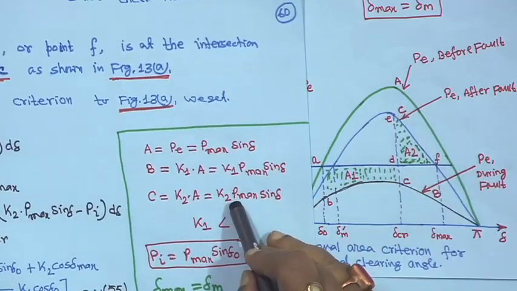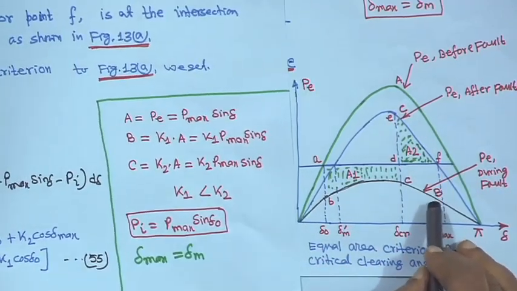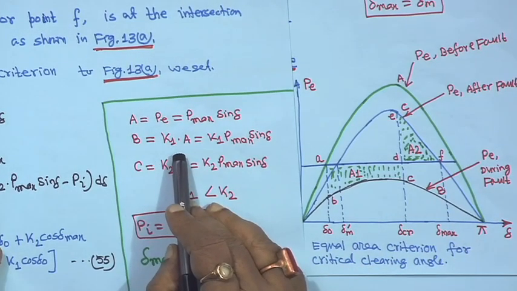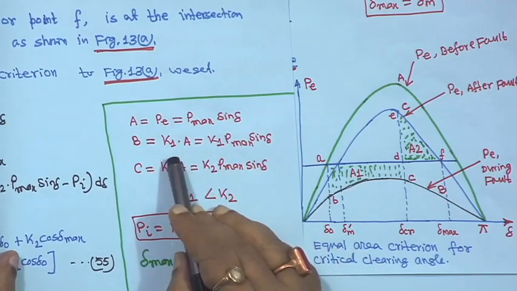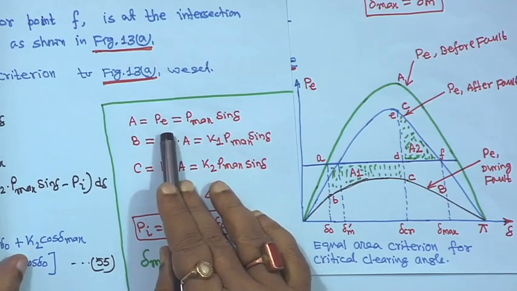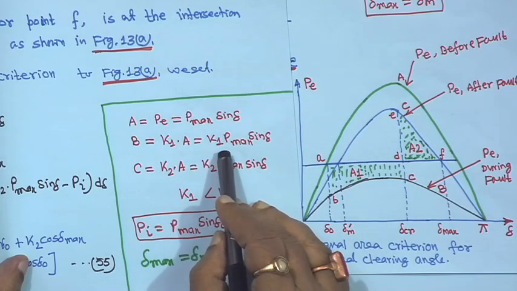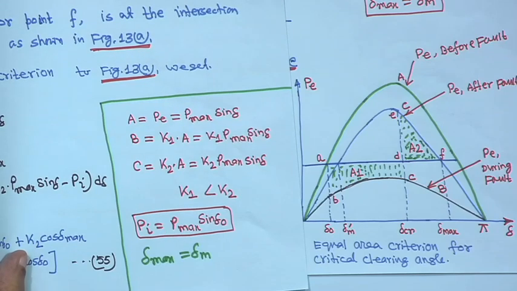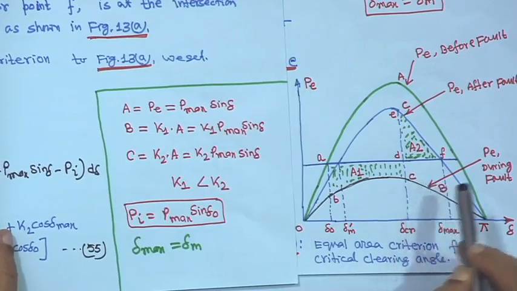Now let the graph B, this black one, B is equal to some constant K1 into A. That means, because graph A is equal to P, we are writing here K1 into P max sin delta. Later we will see that K1 and K2 can be obtained, and this is graph C.